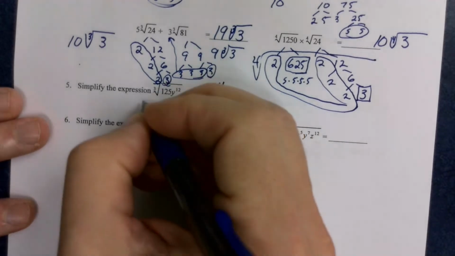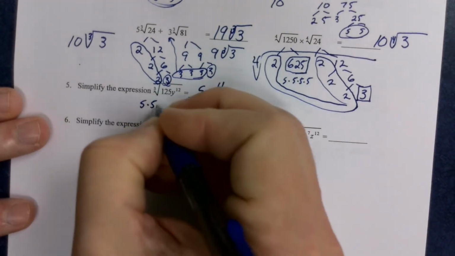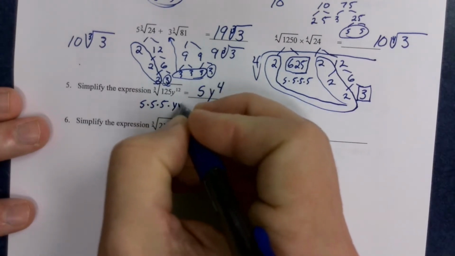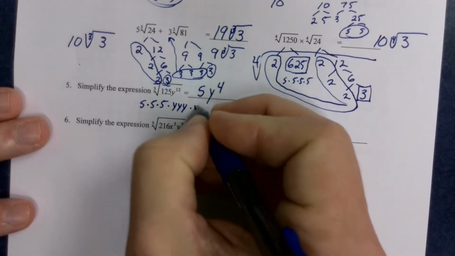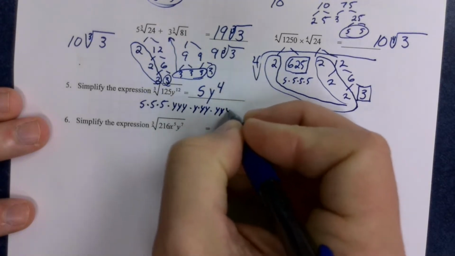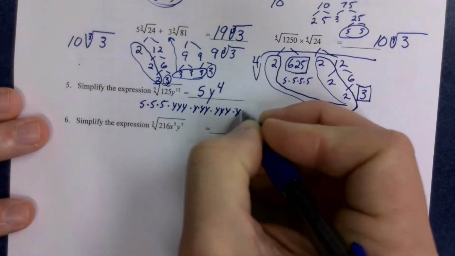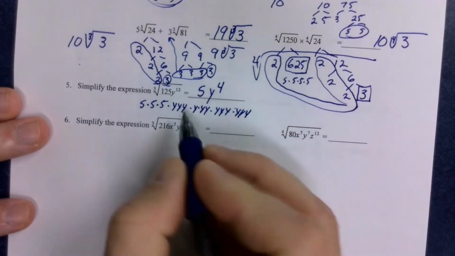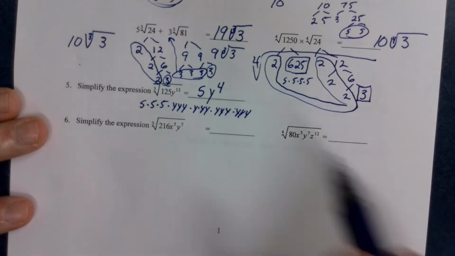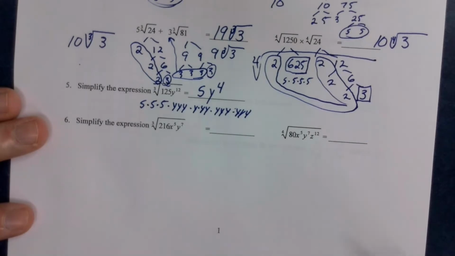Again, if you wanted to do it longer, you could write 125 as 5 times 5 times 5, and y to the 12th is y times y times y times y, and you can see that there's 4 sets of triplets, and that's why those are all on the outside. And everything comes out because they're all in triplet sets, and that's why there's nothing left in. You don't need the radical.